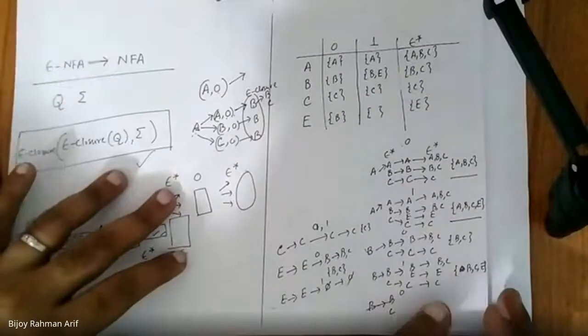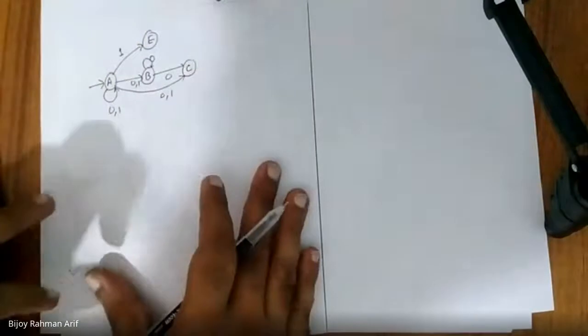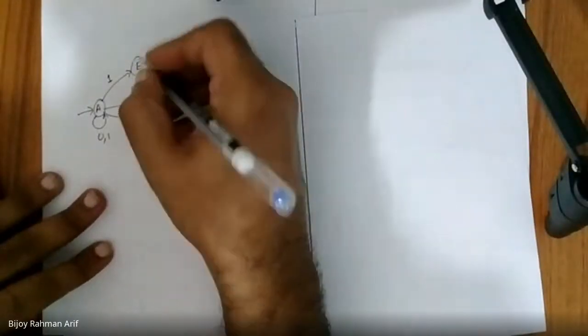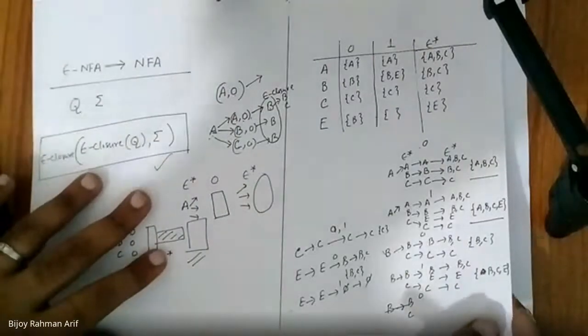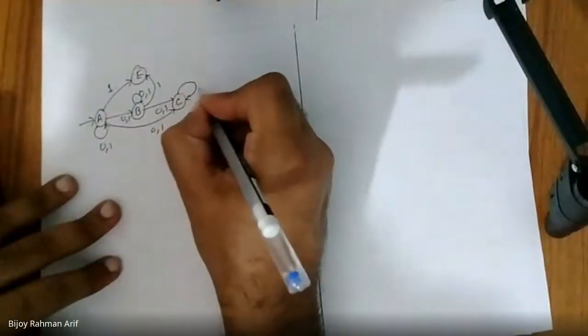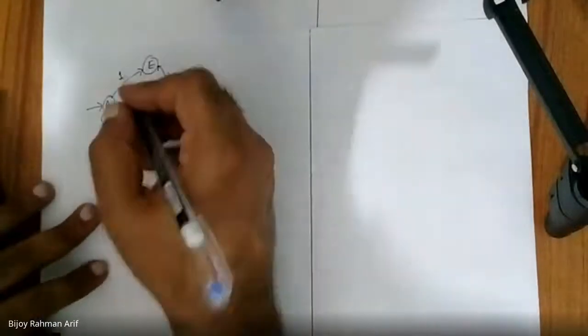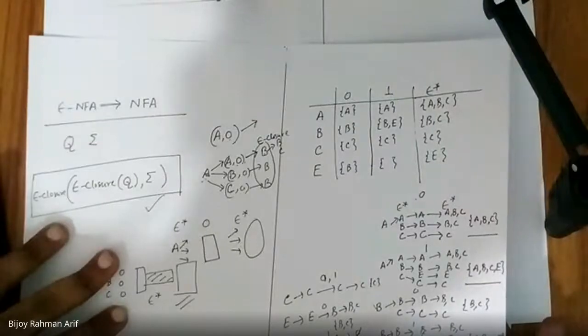B seeing 0 should go to BC. B seeing 1 should also go to BCE. C seeing 0, 1, both go to C. E seeing 0 should go to BC. And E seeing 1, that is not there.